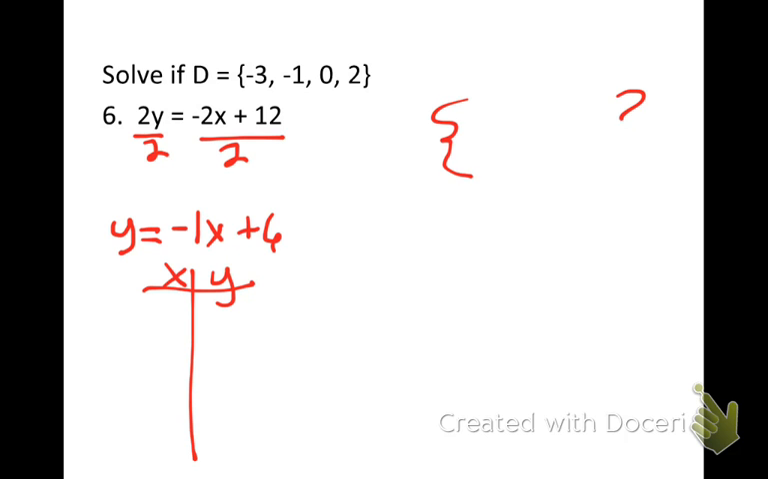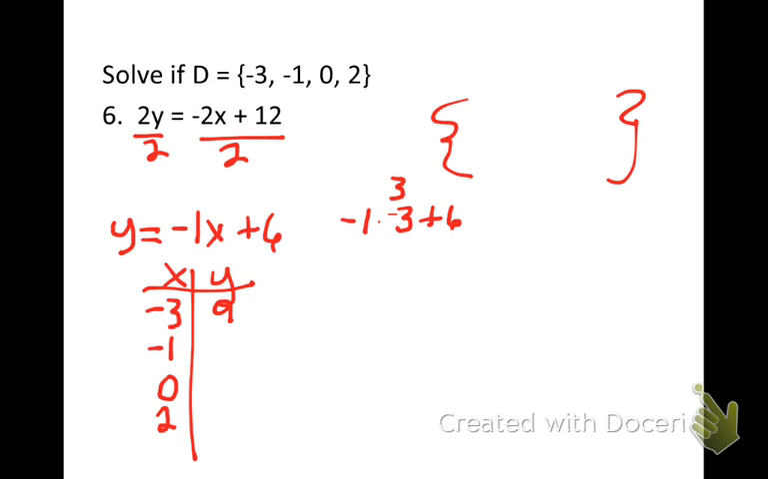If you want to write it as a set of ordered pairs, you can. So my x's are negative 3, negative 1, 0, and 2. So negative 1 times negative 3 plus 6. Negative times negative would be positive 3. 3 plus 6 is 9.